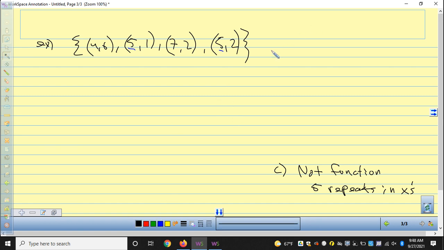Well, my part A, my domain, I'm going to say D for domain, is just a set of x values. So that's going to be 4, 5, and 7. I'm not going to list the 5 twice, but we can see that it shows up twice here. And my range is just the y values. So these values. So that's going to be 1, 2, and 6.